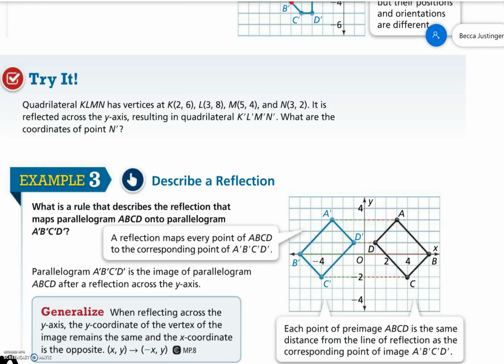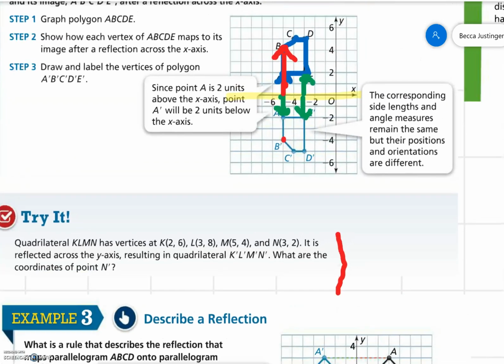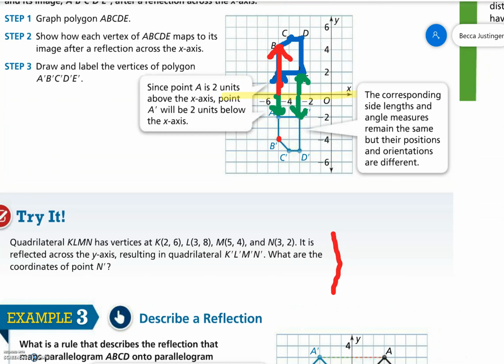Quadrilateral KLMN has vertices at K is 2, 6, L is 3, 8, M is 5, 4, and N is 3, 2. It is reflected across the y-axis, resulting in quadrilateral K prime, L prime, M prime, N prime. What are the coordinates of point N prime? So let's use our graph to help us. And we just want to know what N prime is.